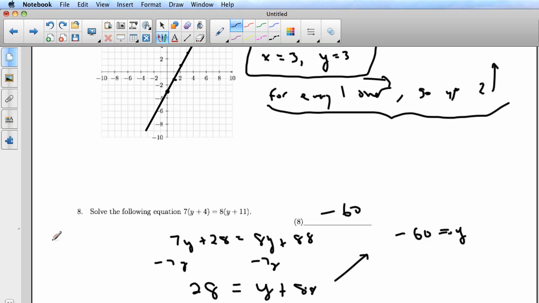It's not crazy to check this, because this is a nice whole number, so it's easy to check. On the left-hand side, I have 7 times negative 60 plus 4 is negative 56. And I'm seeing if that's equal to 8 times negative 60 plus 11, which is negative 49. So you definitely want to use a calculator to check that, but what you'll find is that that is actually right. And so y equals negative 60 is the correct solution to this equation.